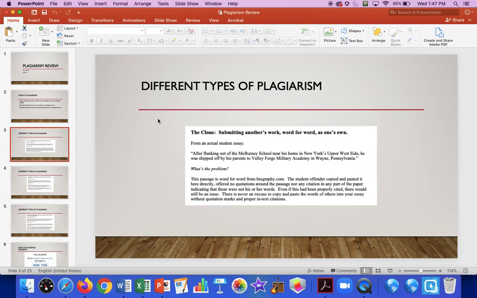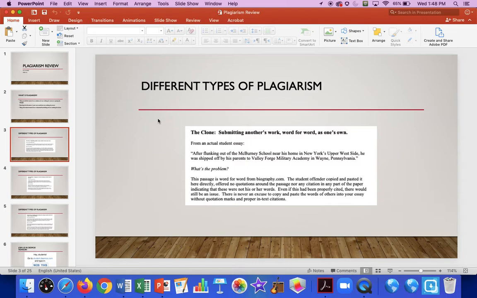So these are a few different types of plagiarism that have been identified by Turnitin.com. The first type being the most common, the clone, submitting another's work word for word as one's own. This is just when you copy and paste material from a website straight over onto your paper. This is the most common, hands down.